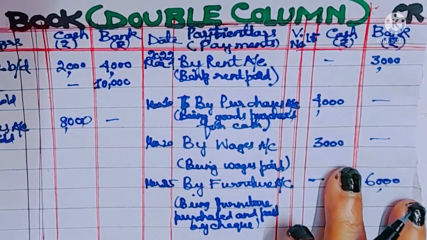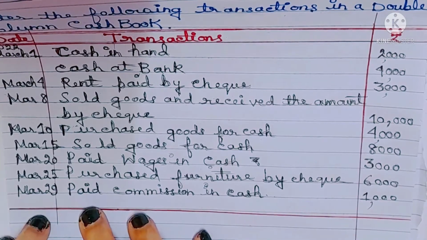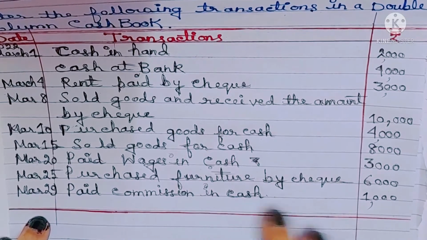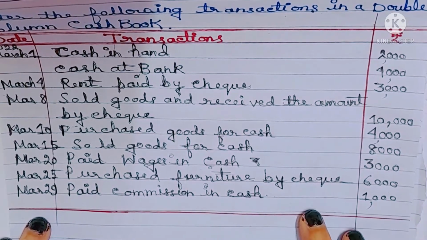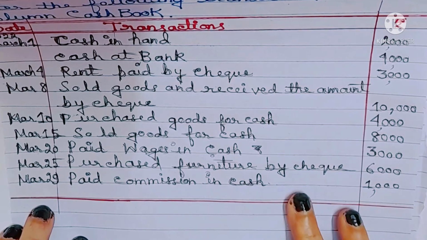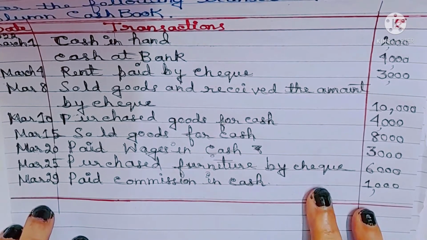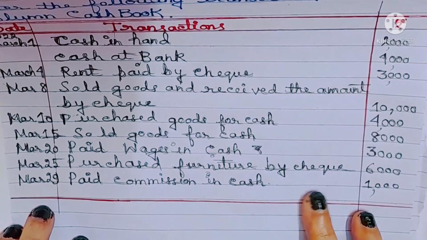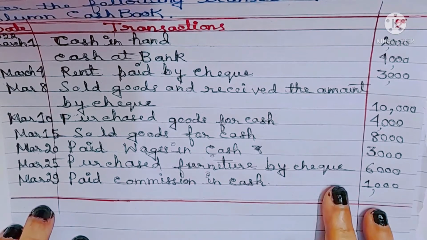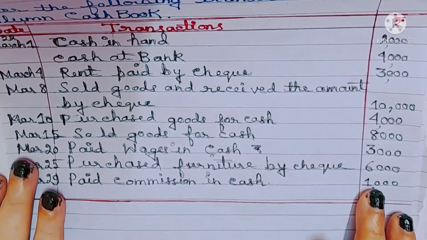Understood? So now let's see the last transaction. The last transaction is on 29th March: paid commission in cash 1,000. So what will be the journal entry? The journal entry will be commission account debit to cash account. So what is the position of the cash account? Since the cash account is on the credit side, commission account will also be on the credit side. So we'll have to write by commission account in the cash book on the credit side in the cash column 1,000. Okay, so let's write.